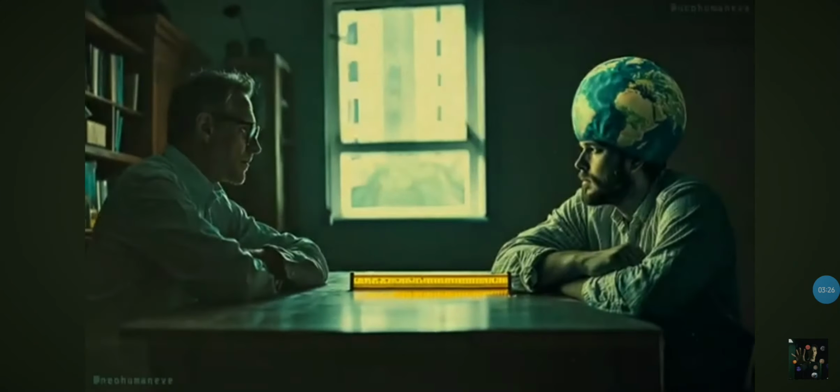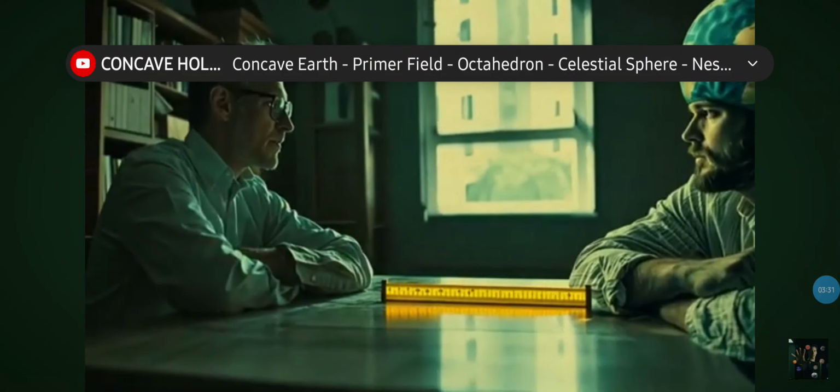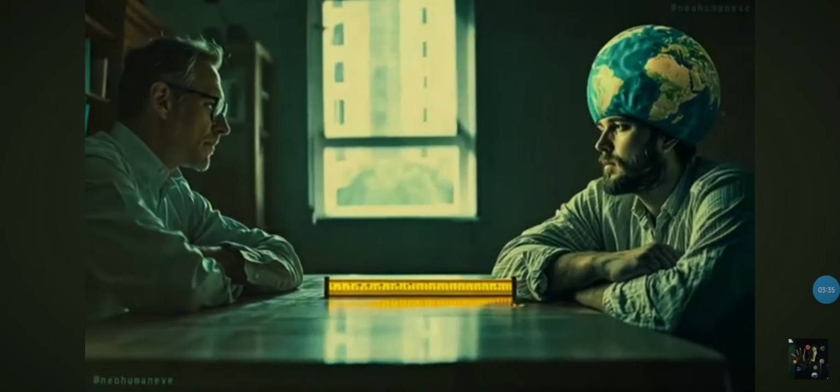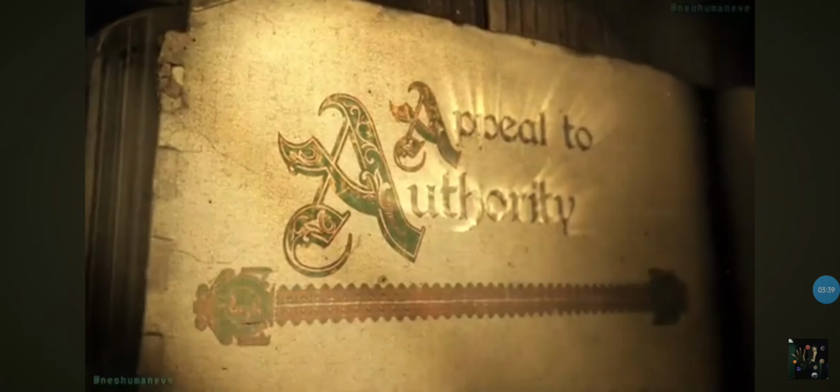Since the level Earth is empirically demonstrable, this tactic shifts the responsibility away from proving their own position, and avoids engaging with the actual evidence presented for level Earth. Number 4, the appeal to authority fallacy.